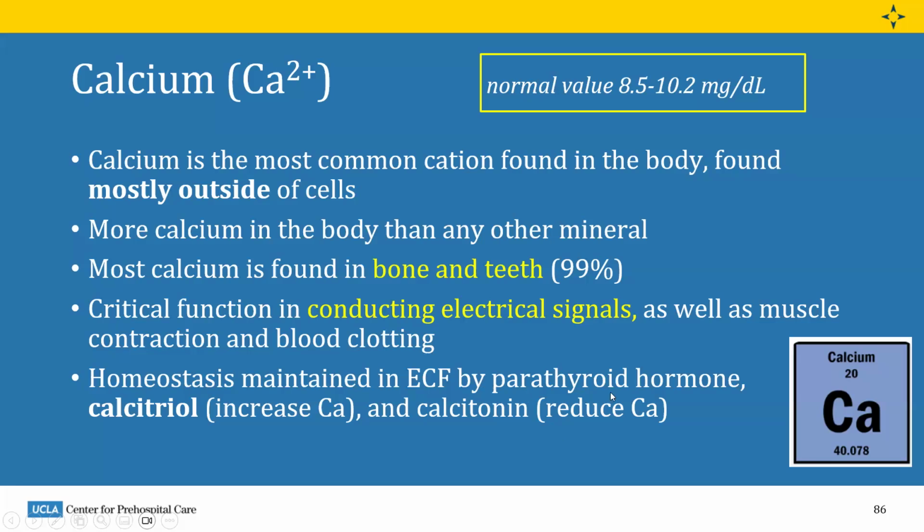Homeostasis is maintained by our parathyroid hormone and calcitriol, which is going to basically pull calcium out of our bones and release it into our extracellular fluid. And then calcitonin, which is kind of the opposite, is going to reabsorb some of that free floating calcium back into our bones.